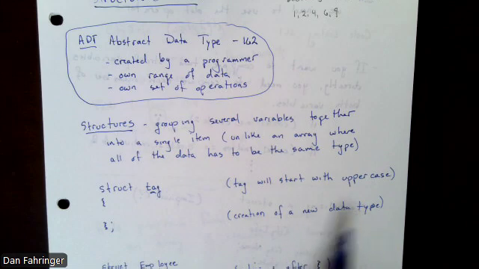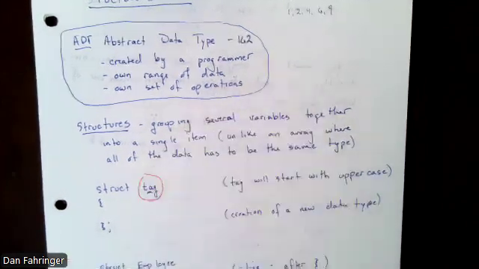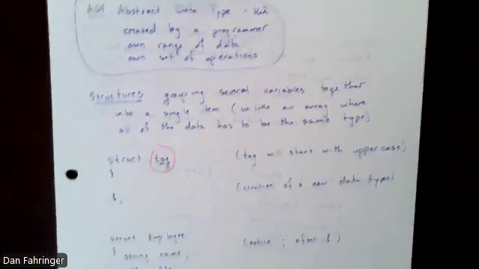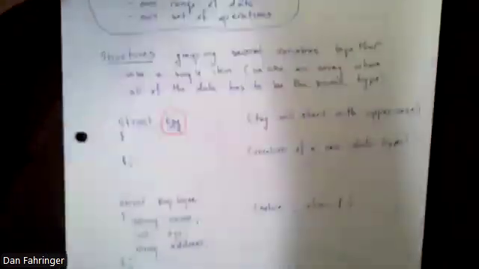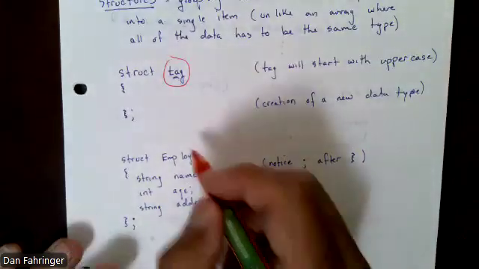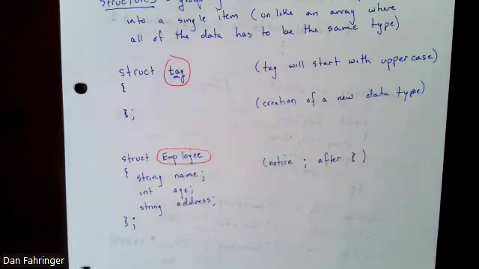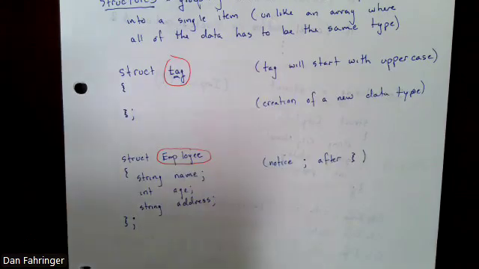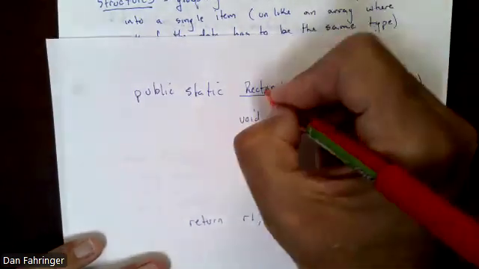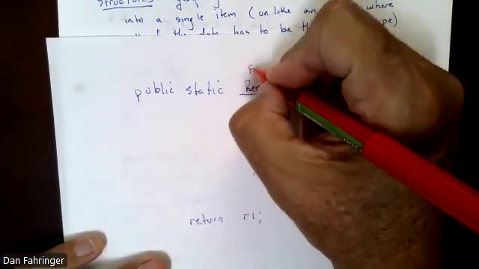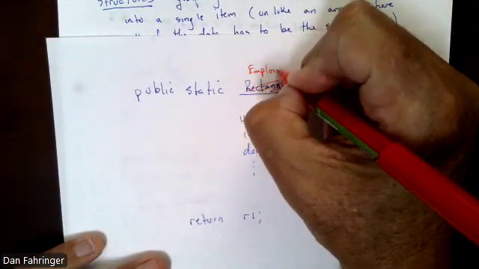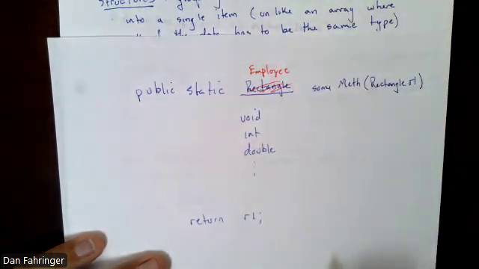It's a new data type. This guy right here, the tag, is a new data type. And if you look down in one of the examples, Employee is now a new data type. And back in that list, I would now be able to put Employee here. It's a new data type.